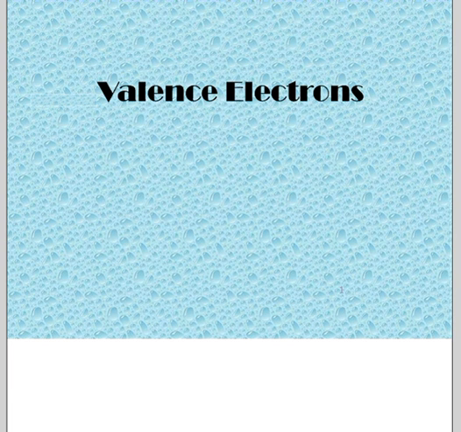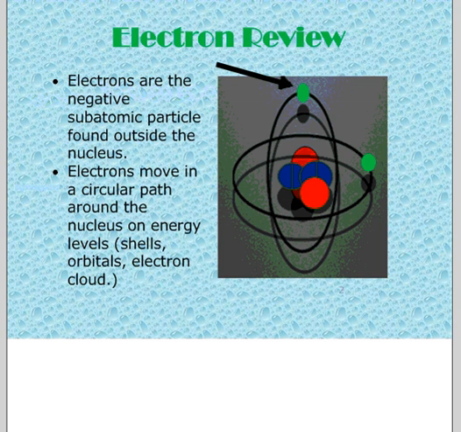Today's lesson is on valence electrons. So we've already talked about the 3 subatomic particles in an atom, and one of those are the electrons. But today we're going to talk about special kinds of electrons, and those are the valence electrons. So just to review, electrons are the negative subatomic particle found moving outside the nucleus.